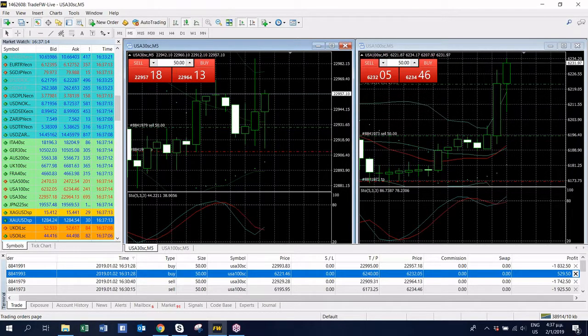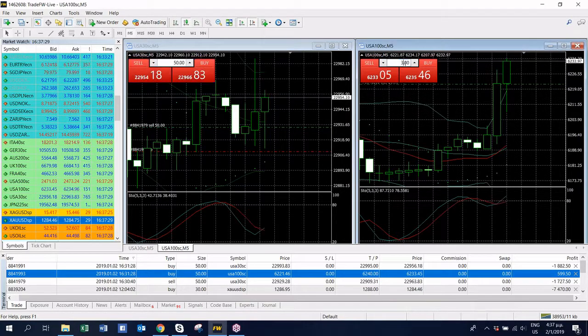Guys, I will close my sell position on USA 100. Here we go. I just closed it. We made a small loss on it, but I will go again long on USA 30. Here we go. I just opened again a long position on USA 30.